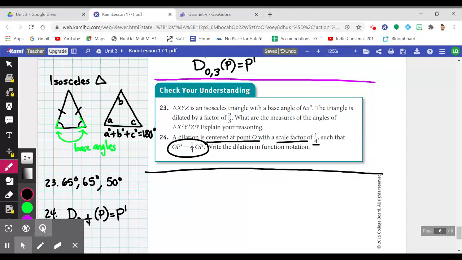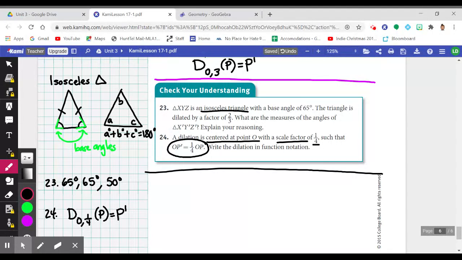Okay, so there's 2 truths right here in item 23 that you might not recall from previous geometry classes, but triangle XYZ is an isosceles triangle with a base angle of 65 degrees. So let's just talk about some truths of what an isosceles triangle is. And there's obviously a reason they're telling us that. So an isosceles triangle, by its definition, is a triangle with 2 congruent sides. So for this example, we have these 2 sides that are congruent.